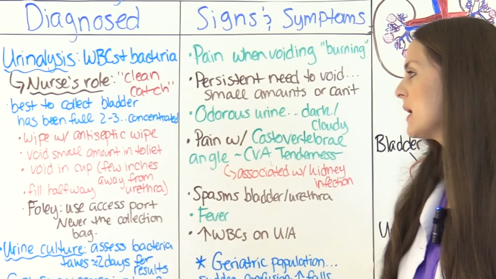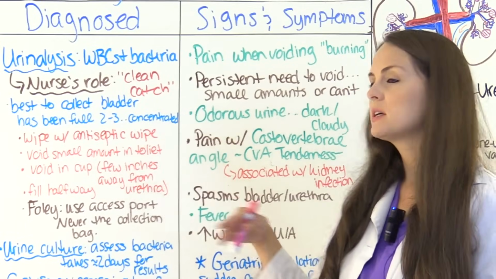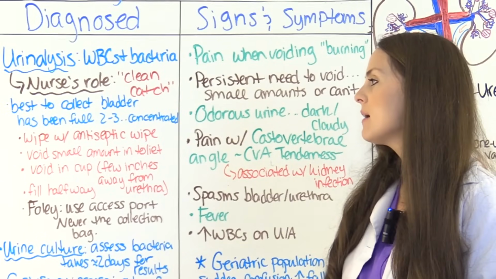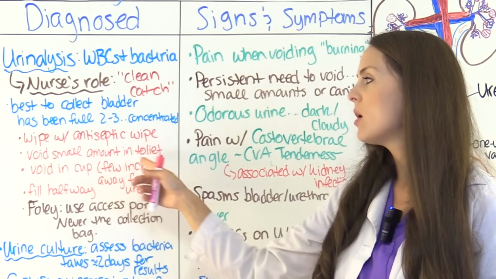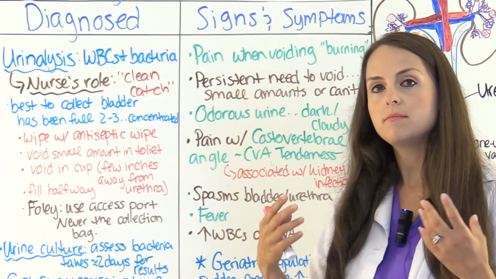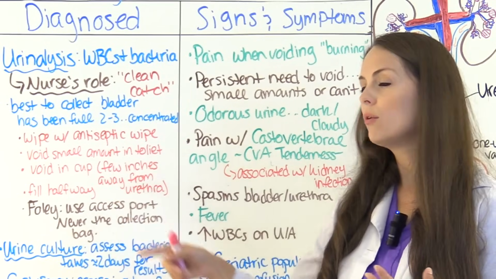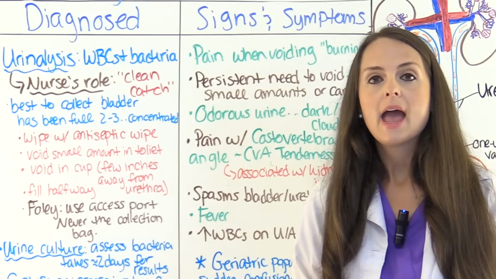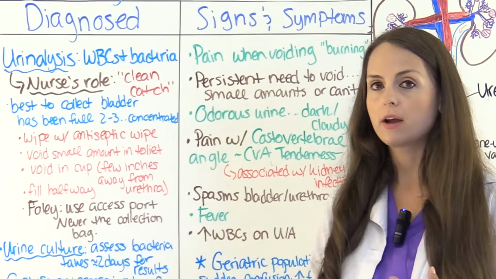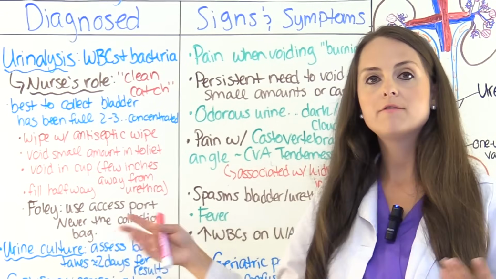What the patient will do, or you'll do, is wipe with an antiseptic wipe, so you will clean the area. Then you will have the patient void a small amount in the toilet. Then they will stop, and midstream, they're going to void until it's halfway full in that cup. They'll want to hold the cup at least a few inches away from the urethra so it doesn't get contaminated.